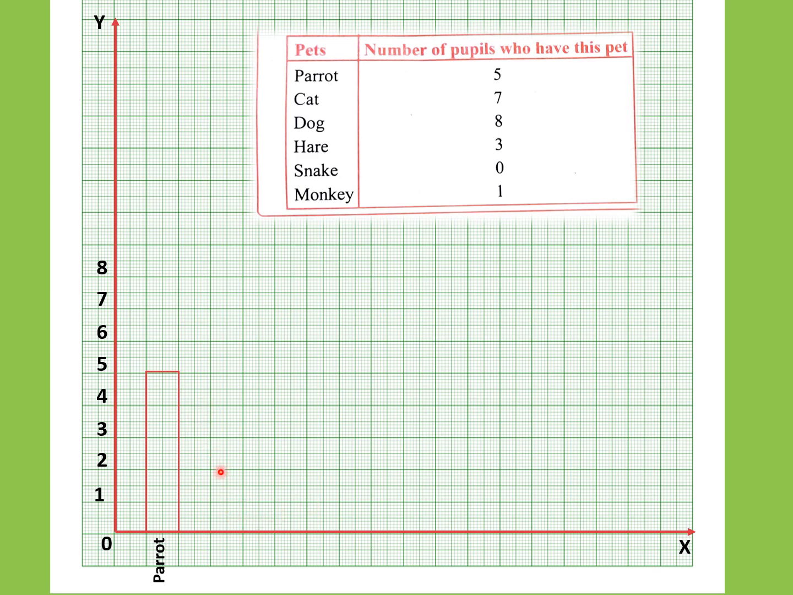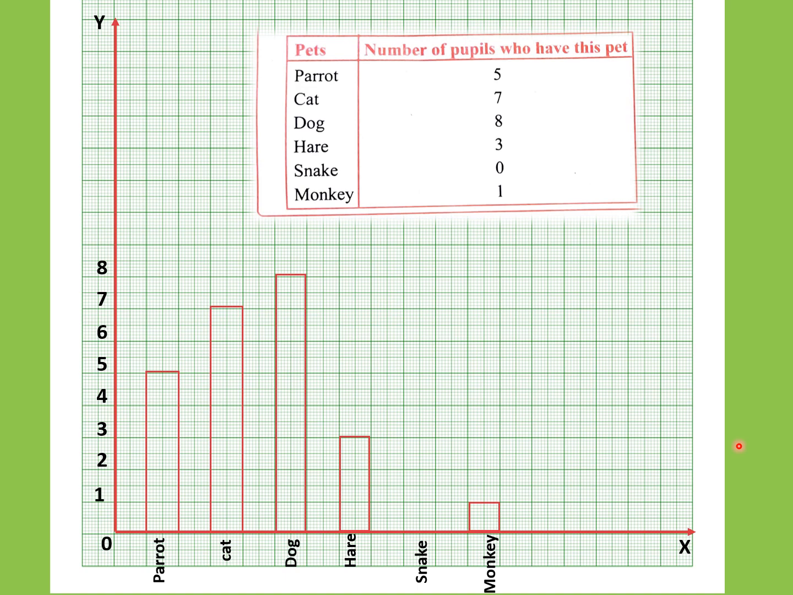That means we will be drawing here 7. It will be like this. So 7 students have cat as their pet. So down here we'll write cat. Similarly dog 8, then hare 3. Snakes, there are no students who have snake as their pet, so we will leave this 0 just like that. Then we will draw monkey. It is 1, so 1 division you want to mark.